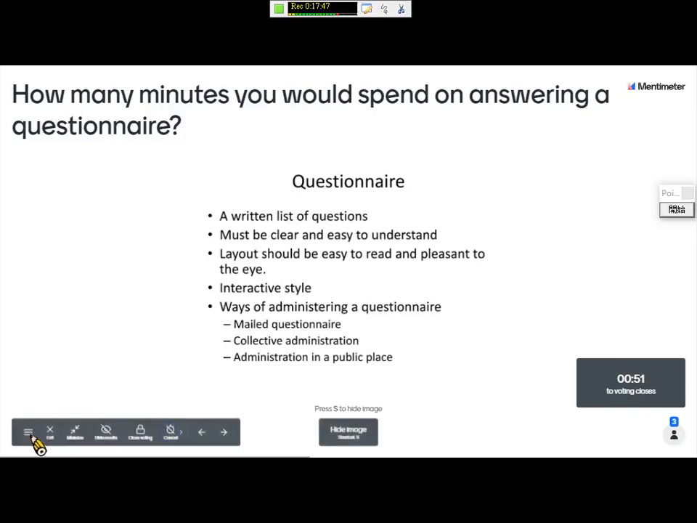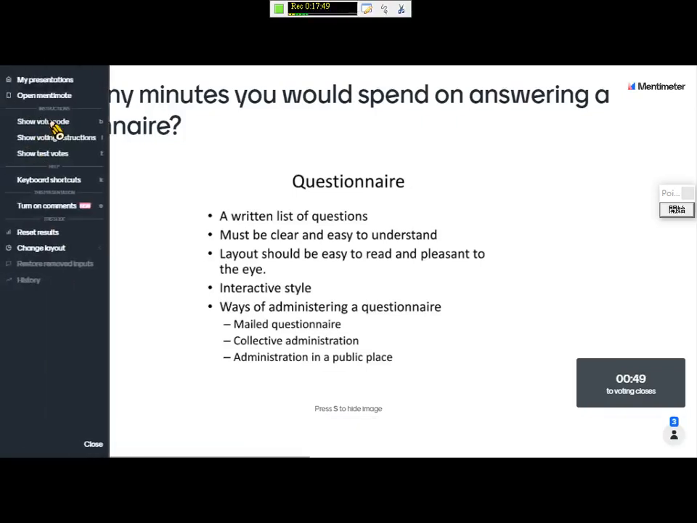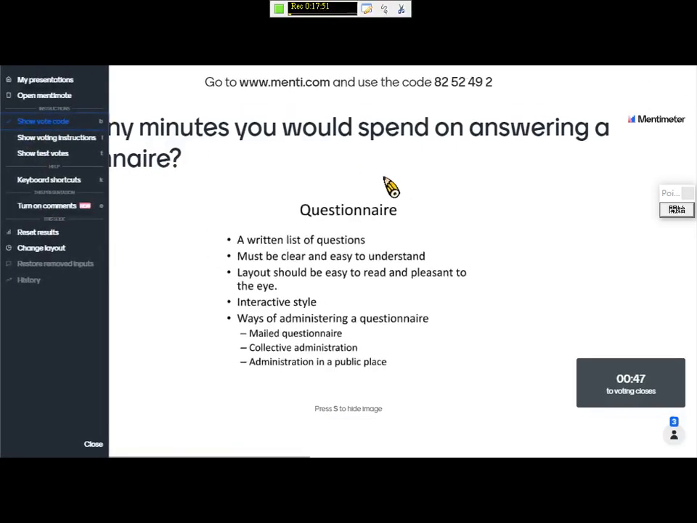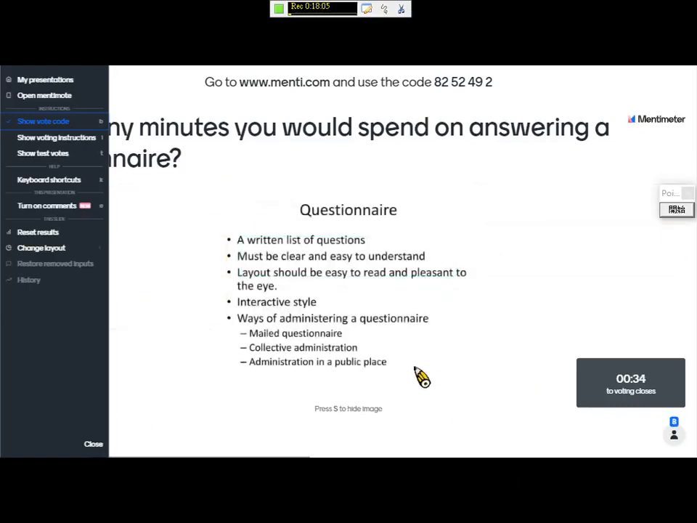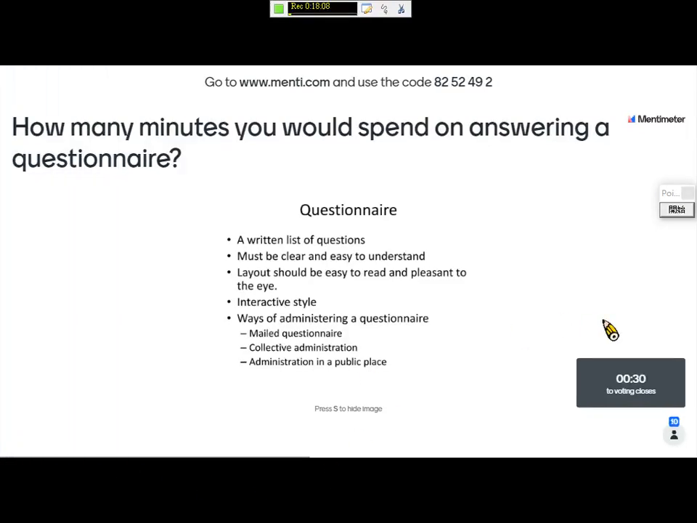The app, have you done those, the app? And this is the code you need to have. Mentimeter. Okay, and it's hidden. Hide first. Come on, how many minutes? Just give me a number, that will be fine. Good enough.